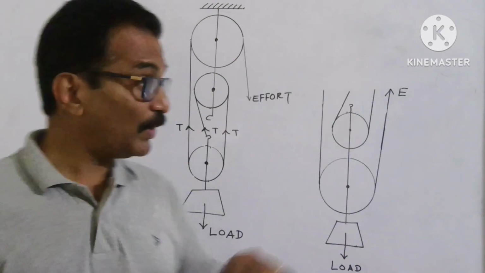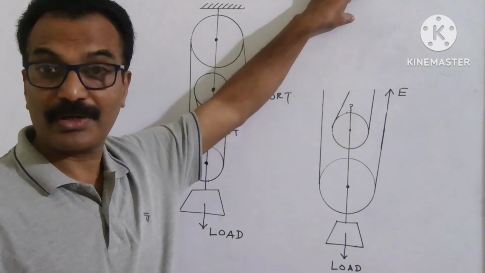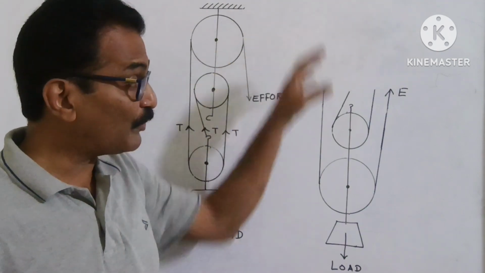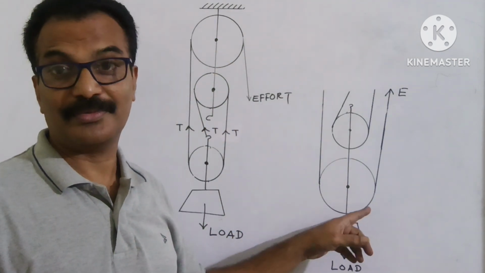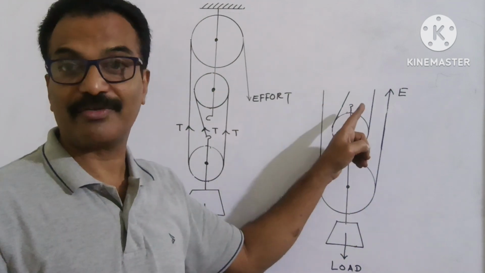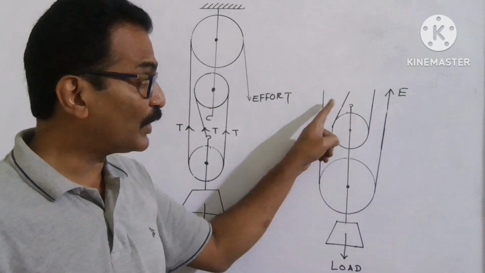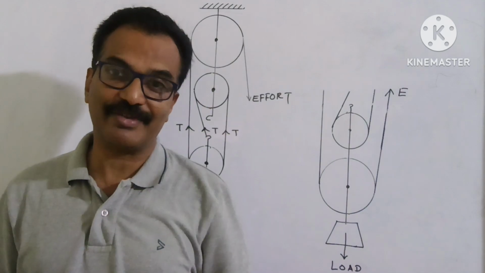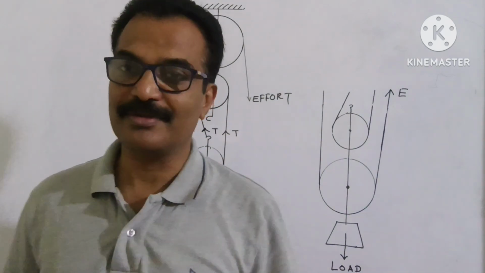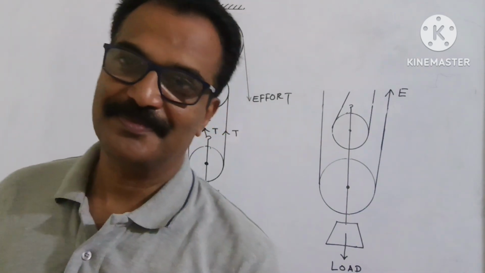And even if you think about 2 pulleys in the upper block, then the velocity ratio will be 5. That means there must be 5 strands. But in this case, 1, 2, 3, only 4 strands are supporting the load. So the answer is 1. That's it.